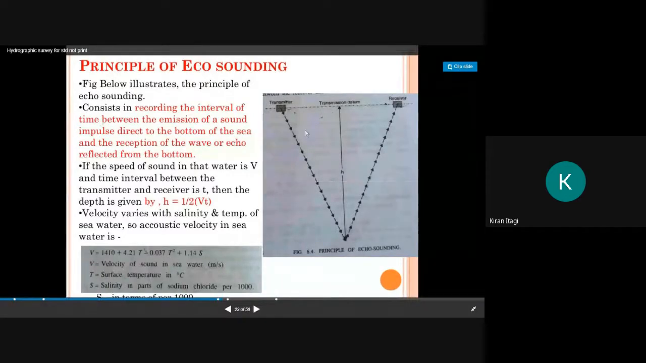So here we can see the transmitter. Here we have a receiver. Same principle again.